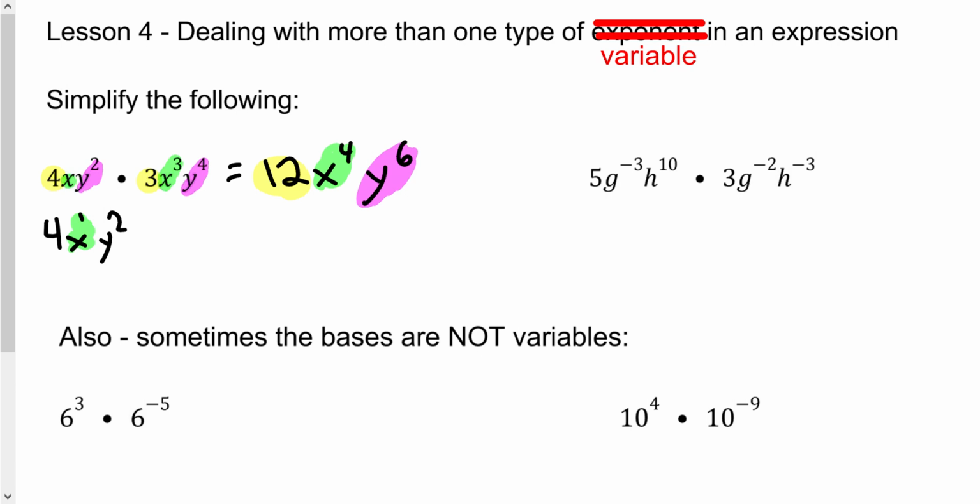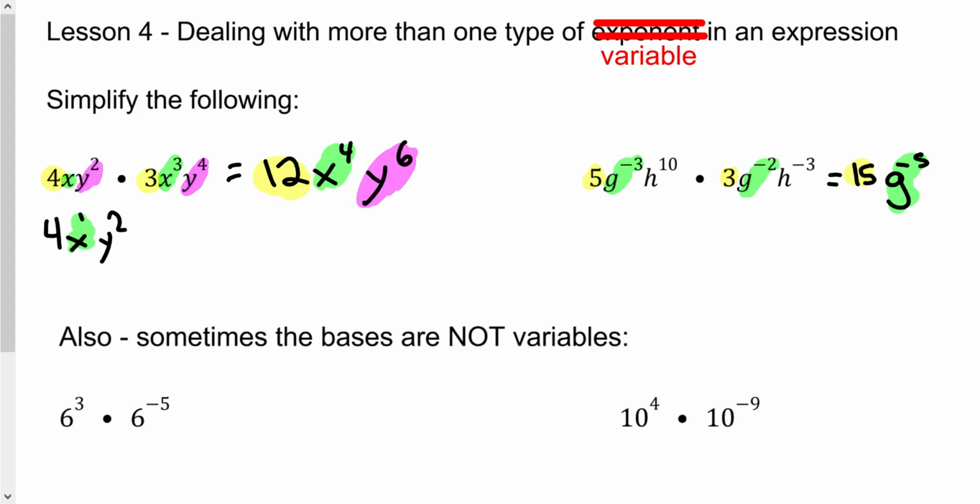Now, let's go and let's work through this one. Hey, what are my coefficients on the second one right over here? 5 times 3 is what? 15. Cool. Well, I've got a G here, and it's a -3. No worries. And I've got a G here. It's a -2 exponent. What's -3 plus -2? Negative what? 5. And we'd write that down just normal, correct?